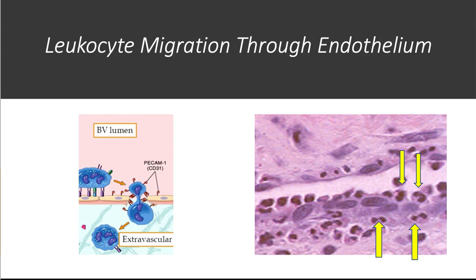After traversing the endothelium, leukocytes pierce the basement membrane, probably by secreting collagenases, and they enter the extravascular tissue. Typically, the vessel wall is not injured during leukocyte transmigration.